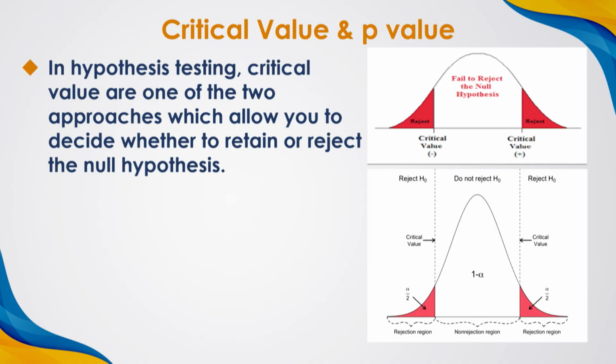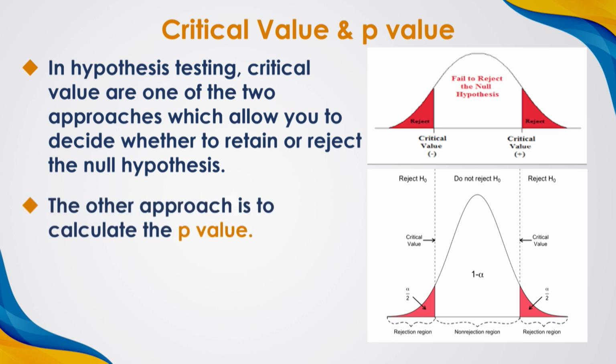In hypothesis testing, the critical value is one of the two approaches which allow you to decide whether to retain or reject the null hypothesis, when the critical region is two-tailed or one-tailed. The other approach is to calculate the p-value. So, critical value and p-value play a very important role in making a decision on the null hypothesis.